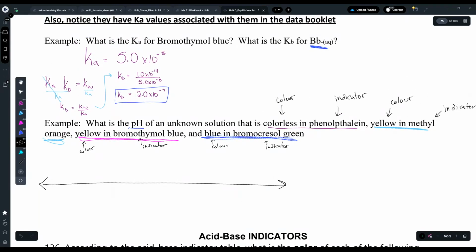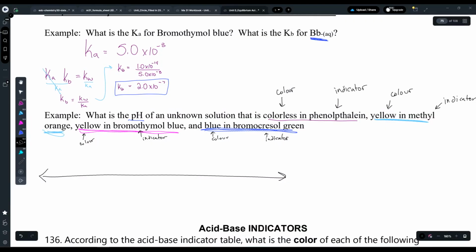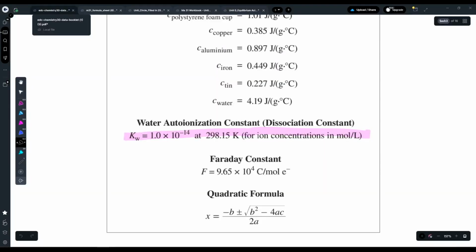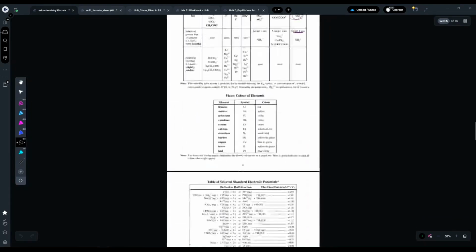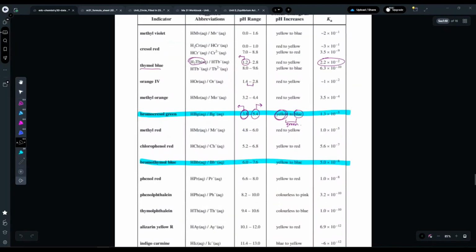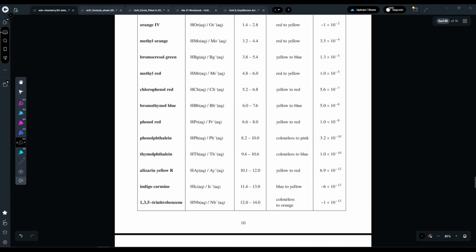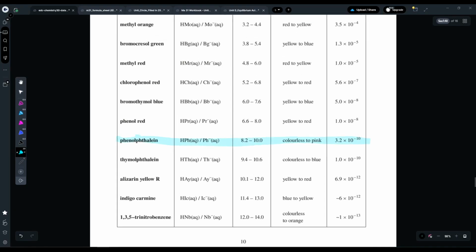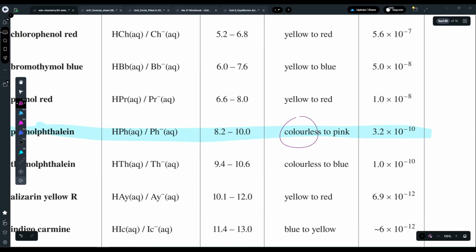Okay, so let's start off with our first indicator. It's colorless in phenolphthalein. So we're going to find our indicator on page 10. I'm just going to clean this up a little bit here. So phenolphthalein is right here. Since we were told it's colorless, that's the left-hand color, so it corresponds with the left-hand number. So phenolphthalein is going to be colorless at a pH of 8.2 and below.